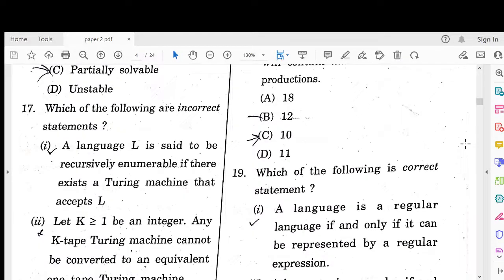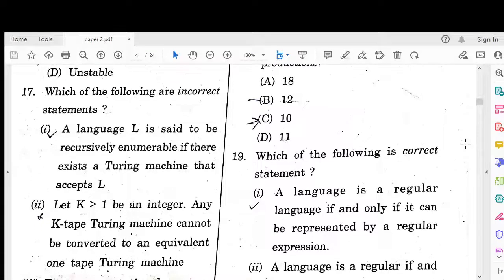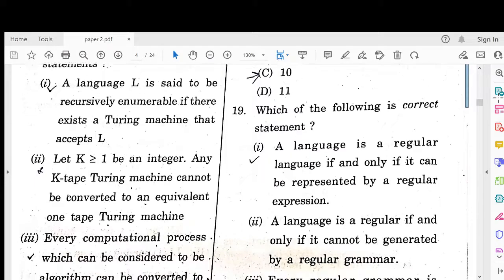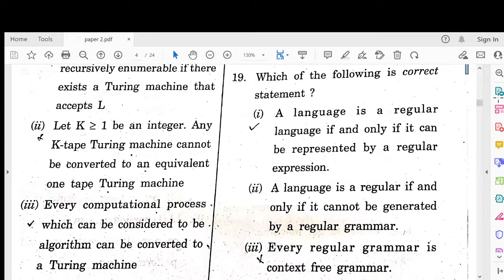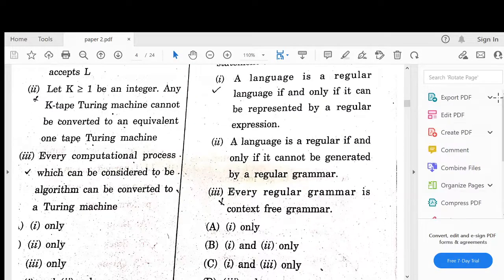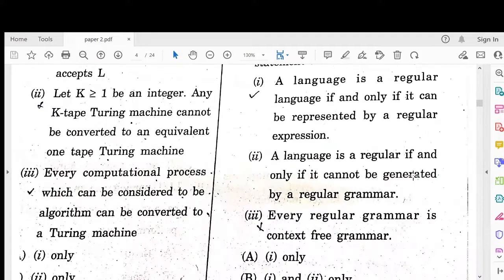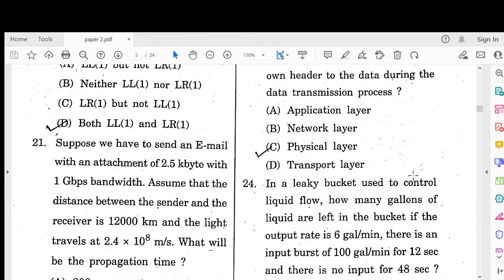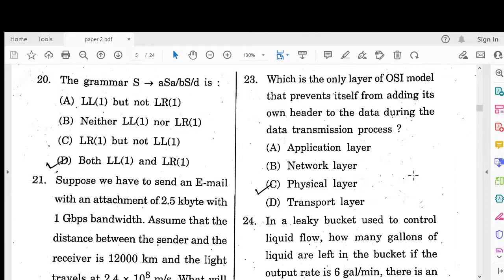Question number 19. Option C, 1 and 3 only. The language is regular language if and only if it can be represented by a regular expression. C option is the correct answer. Then question number 20. Both LL1 and LR1. This given grammar is both LL1 and LR1.